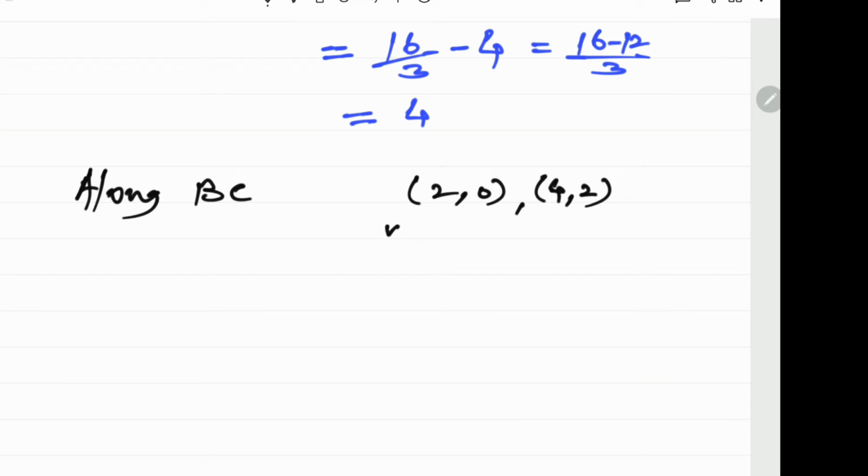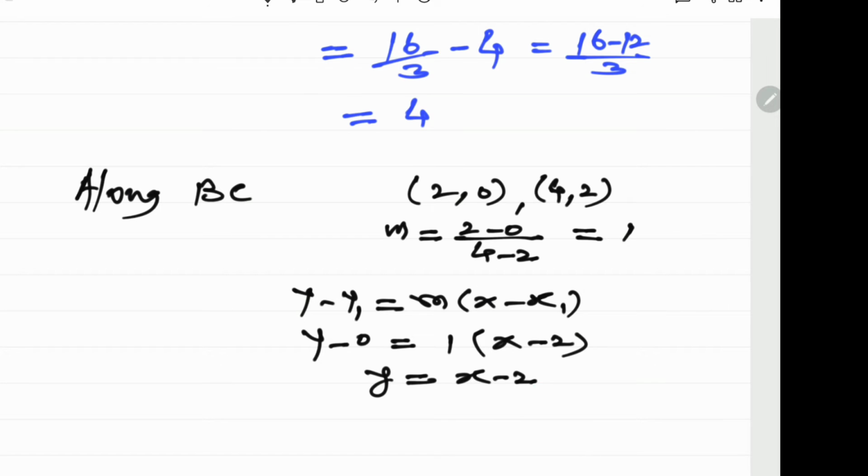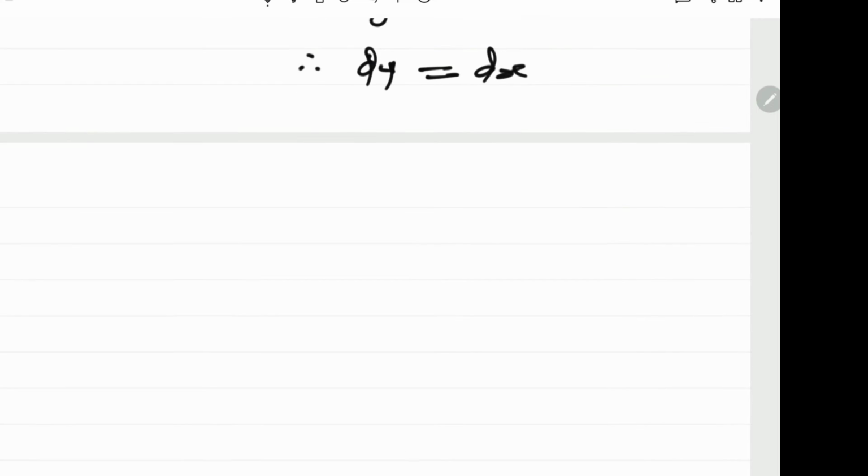Therefore once again, slope is (y2 minus y1) over (x2 minus x1), that is 2 minus 0 over 4 minus 2. It is 2 by 2, we get 1. Equation is y minus y1 equals slope into (x minus x1). Y minus 0 equals slope 1 into (x minus 2), and therefore we get y equals x minus 2 as the equation. Differentiating it with respect to x, we get dy equal to dx.